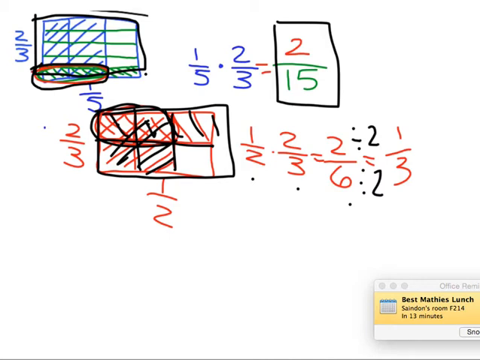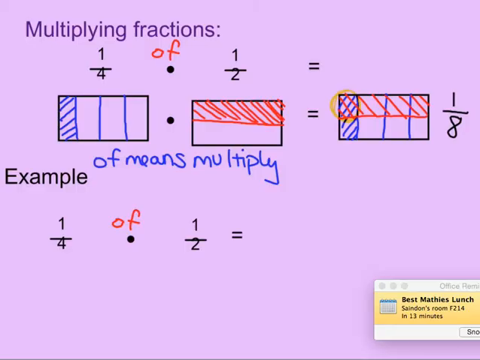All right, so let's see one more problem like this. When we do 1/4 of 1/2, it's like we have 1/4 right here times 1/2 right here. And again, if we put those on top of each other, we see that it's equal to 1/8. When you follow the steps that we talked about, 1/4 of 1/2, you multiply straight across. So 1 times 1 is 1, and 4 times 2 is 8.